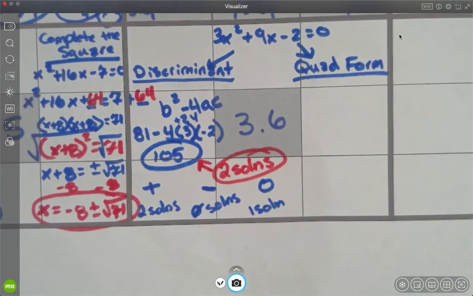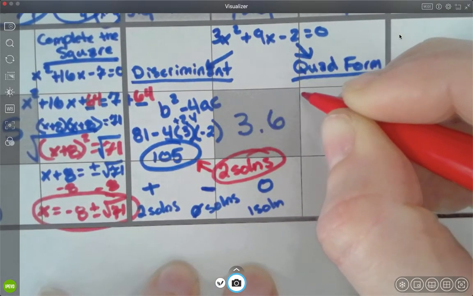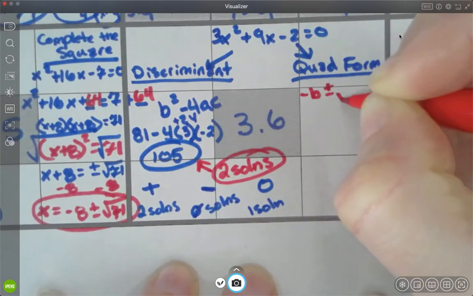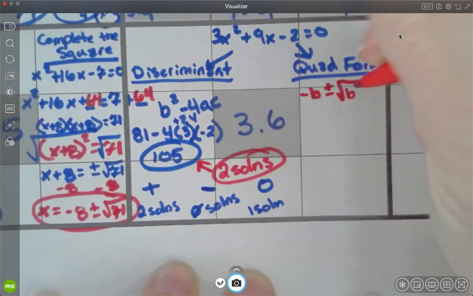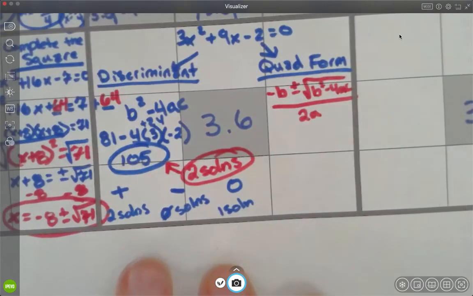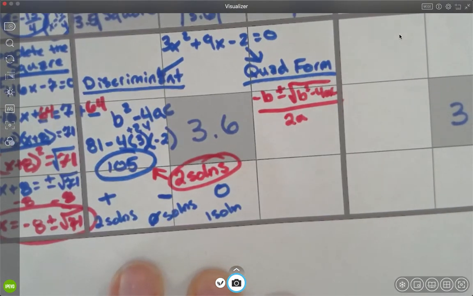Okay, now let's do the entire quadratic formula to it. But we already have like half of it done. Right, because we already know what the inside of the square root is. So negative b plus minus square root of b squared minus 4ac, all over 2a. Okay, so let's fill this in. What is negative b? Negative 9.